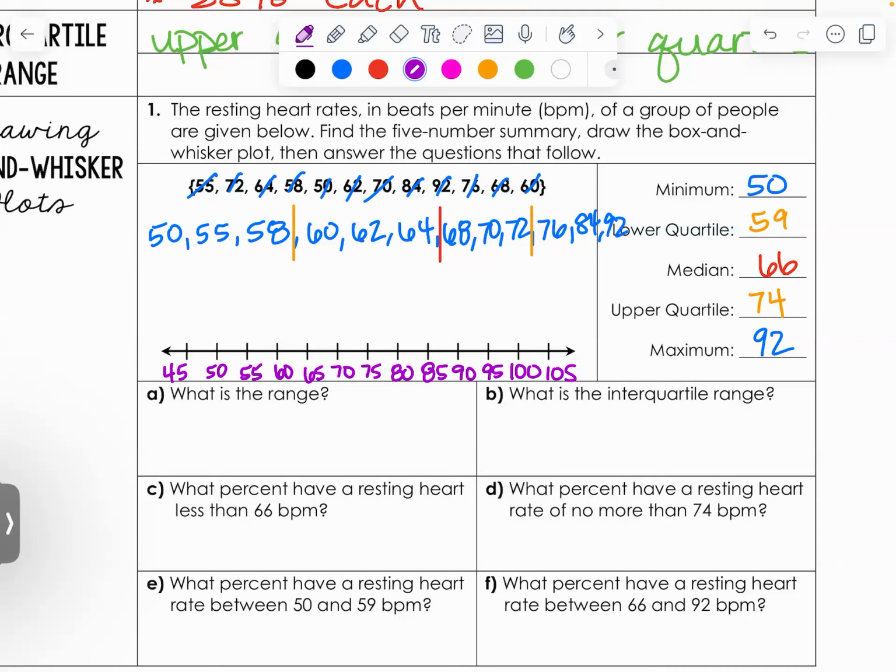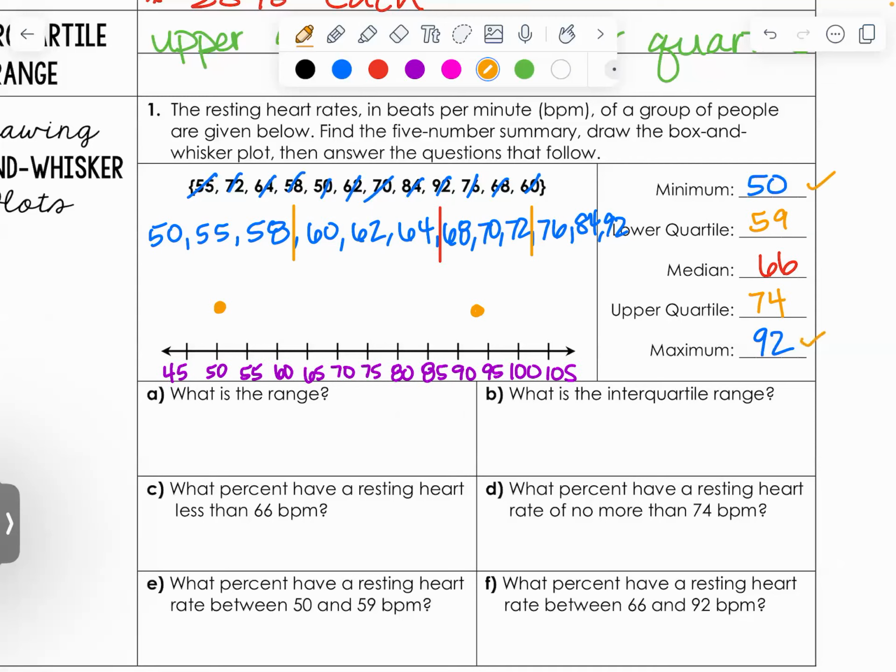Okay. So 50 is our minimum, so I need to put a dot at 50. 92 is our maximum, so I need to put a dot. Okay, so I plotted this one.